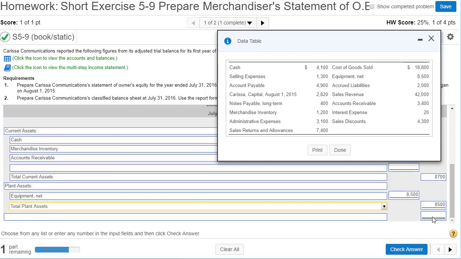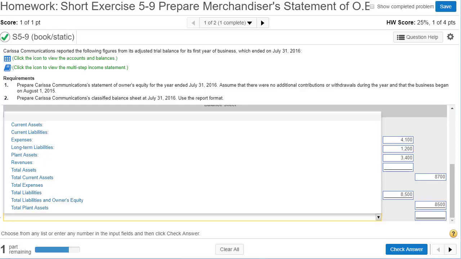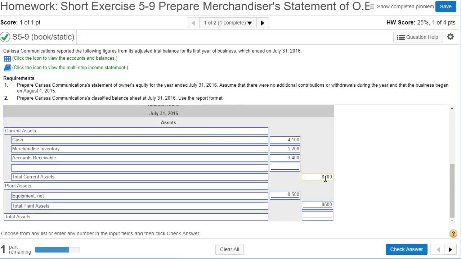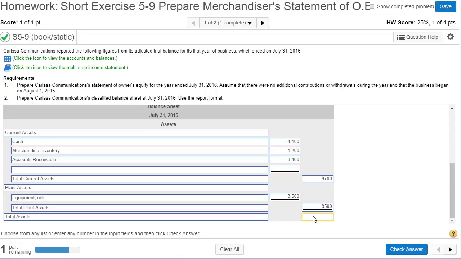Scroll down, and now what we're going to do, let me close this so it's easier to see. Now we're going to add up our total assets. So to find total assets, let me put in the label. We're going to add up our current assets of 8,700 plus our plant assets of 8,500 gives us $17,200 of total assets.